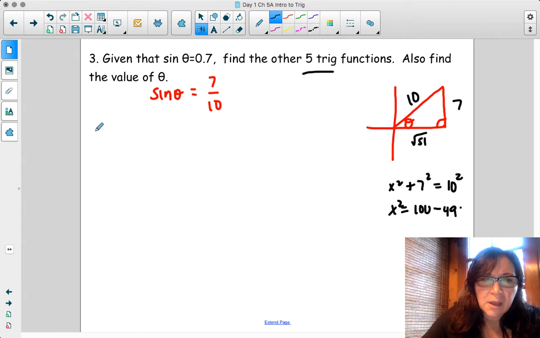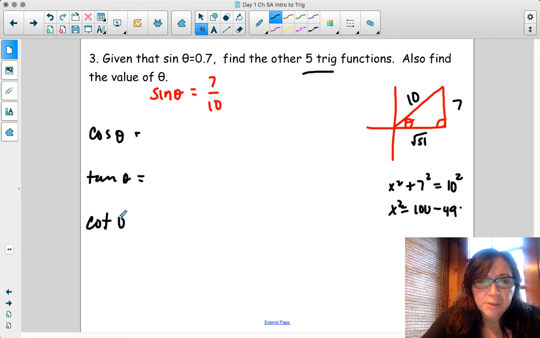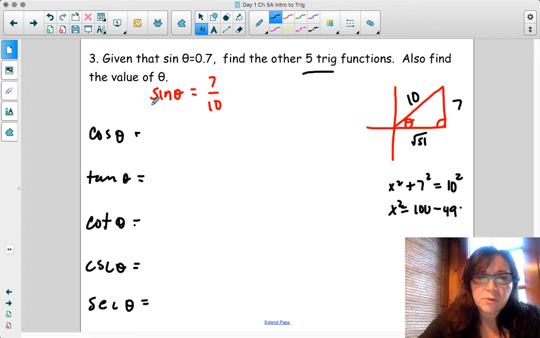We have sine. We need to find cosine of theta, tangent of theta, cotangent of theta, cosecant of theta, and secant of theta. So cosine of theta: put yourself at the angle. Here you are. Where's your adjacent? Because that's adjacent over hypotenuse. So that'll be square root of 51 over 10.